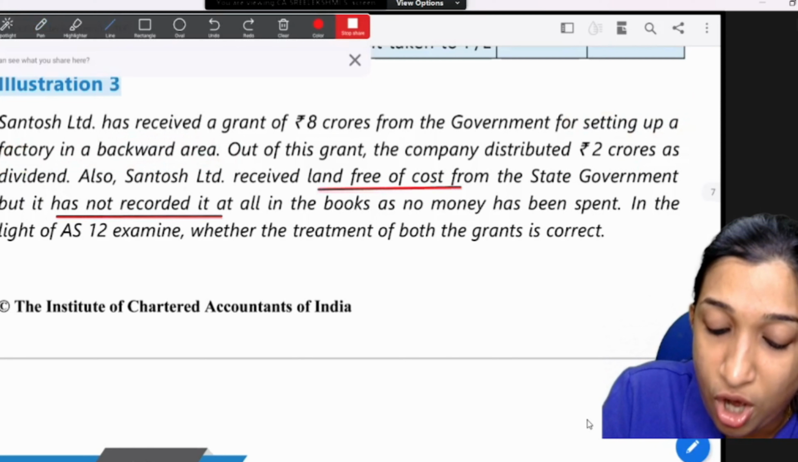If the grant is received for acquisition of assets, it is again divided into two: for the acquisition of depreciable assets or non-depreciable assets. Okay, fine. So, let's do the accounting. The first point, acquisition of assets. Grant is broadly divided into two, monetary and non-monetary.